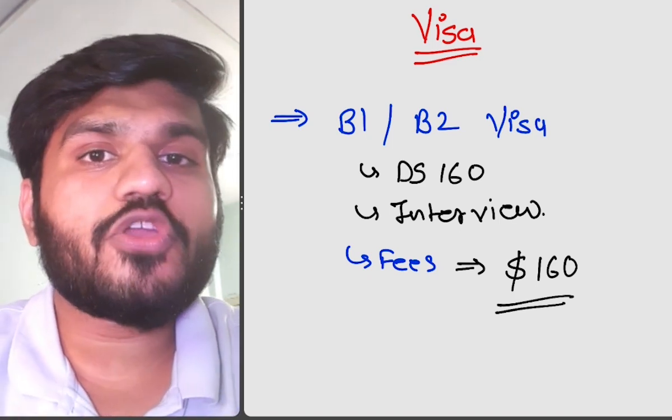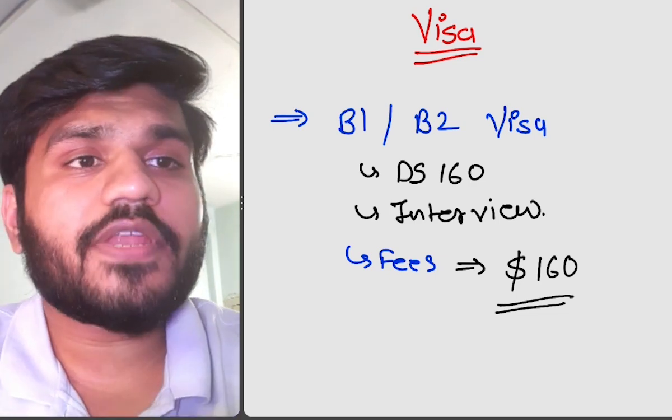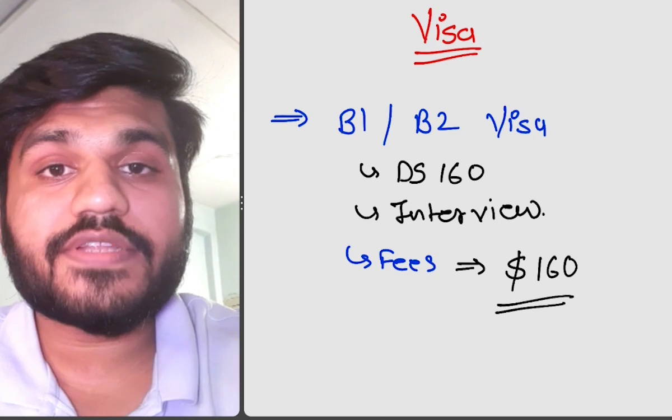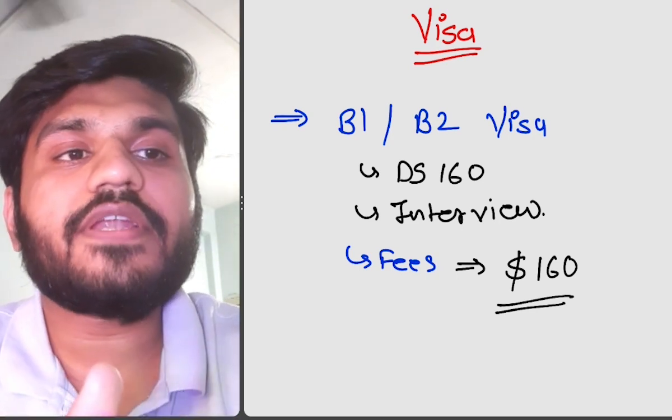I have made a separate video about the visa application process. You can check it out on this card. So after filling up the DS-160 and paying the fees of $160, this is again $160, you will appear in the interview in front of the US consulate and they will decide your visa.